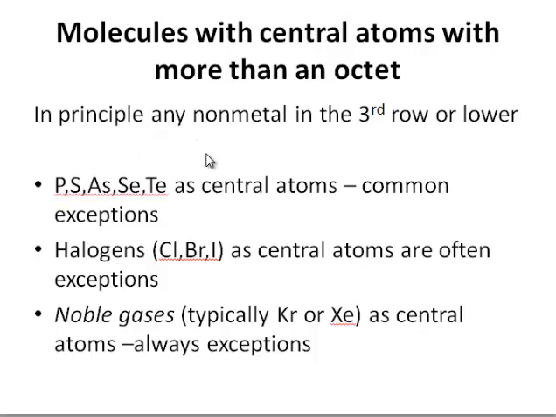Okay. Common exceptions with more than an octet are essentially these atoms: phosphorus, sulfur, arsenic, selenium, and tellurium. In addition, halogens like chlorine, bromine, and iodine are often exceptions. And if you see a noble gas like krypton or xenon as a central atom, those are always exceptions to the octet rule. So nonmetals in the third row or lower are full of possible exceptions to the octet rule.